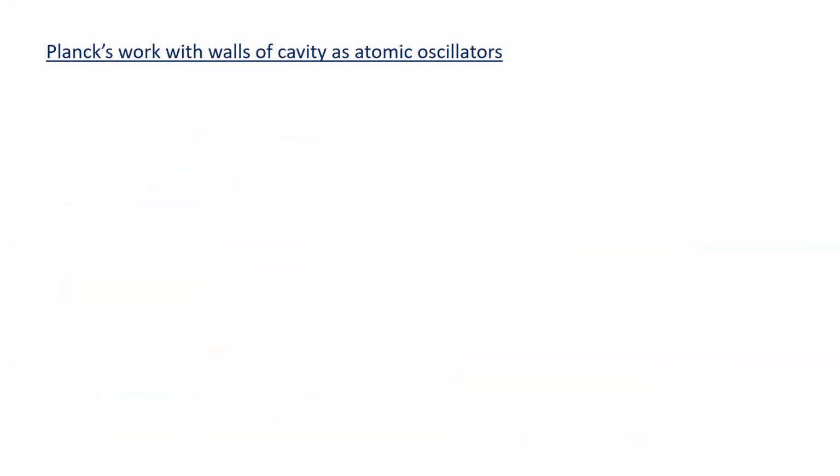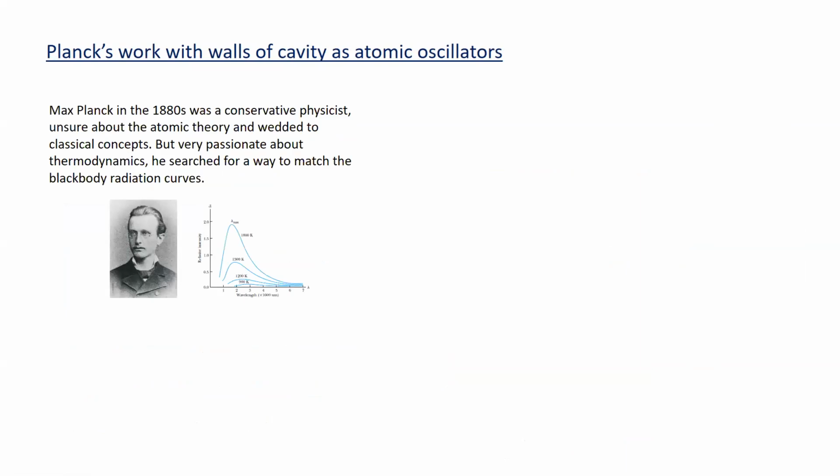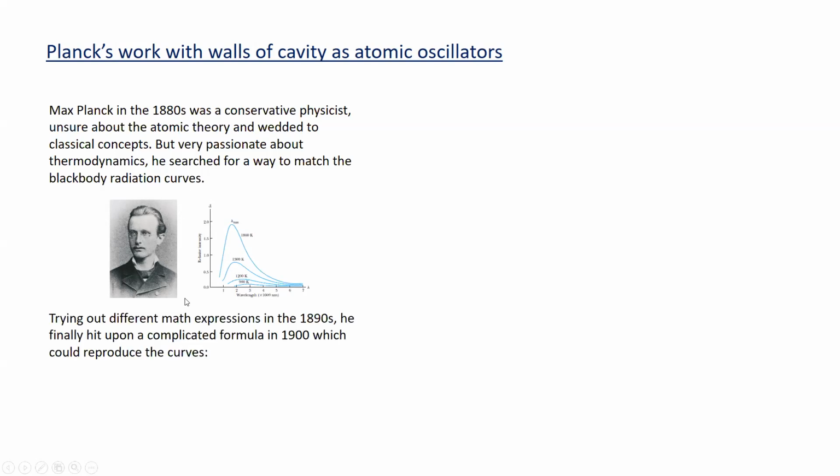Okay, so this brings us to the work of Max Planck. This is a picture of a young Max Planck. Often you see older pictures, but back in his earlier days, in the 1880s, he was a fairly conservative physicist. In fact, he was not convinced of the atomic theory and very much believed strongly in classical and thermodynamics concepts. But he saw, in the 1880s and 1890s, as these blackbody radiation curves came out, he searched for a way to match them, to come up with a theory that matched them.